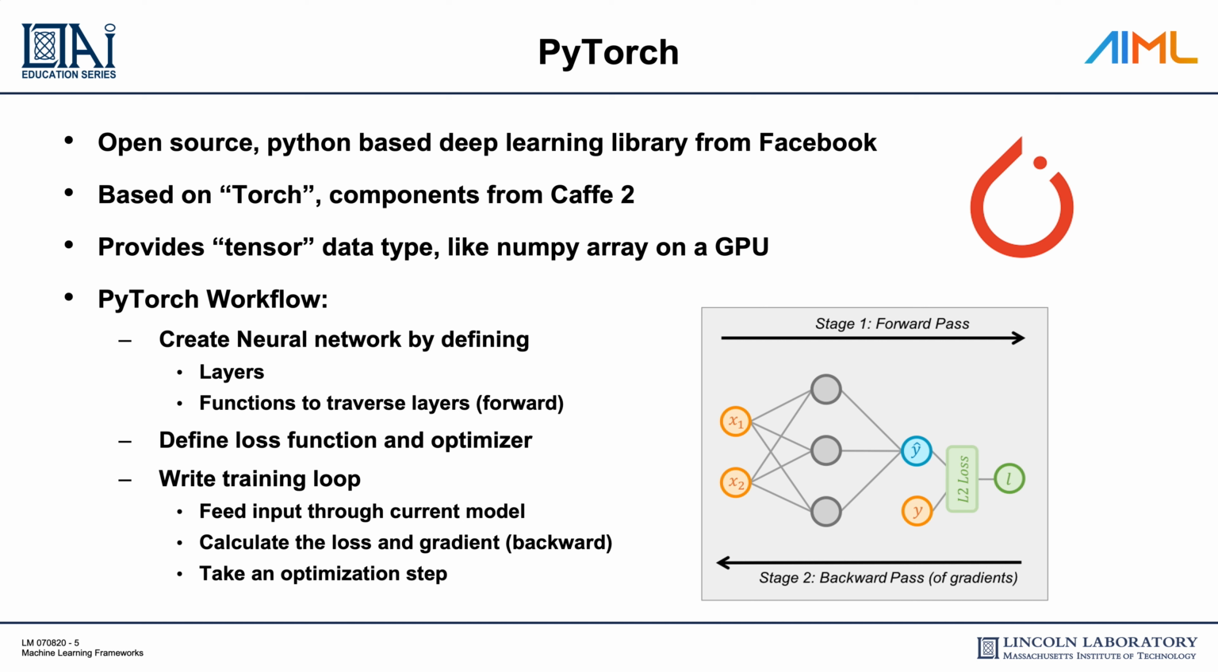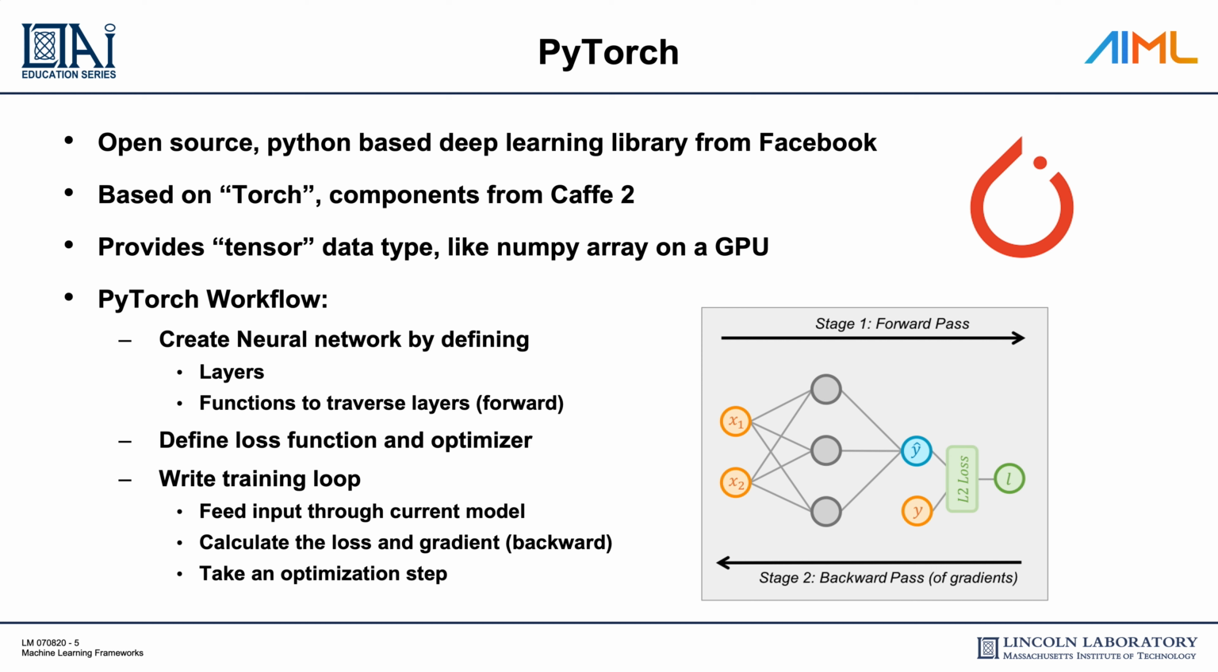PyTorch is another open source framework written in Python provided by Facebook. It's based on Torch, which is another framework that uses the Lua scripting language and includes components from Caffe2. PyTorch provides its own data type for n-dimensional arrays, the tensor. This is like a NumPy array that can live on a GPU. The PyTorch workflow is a little more involved than Keras, but allows for more flexibility.